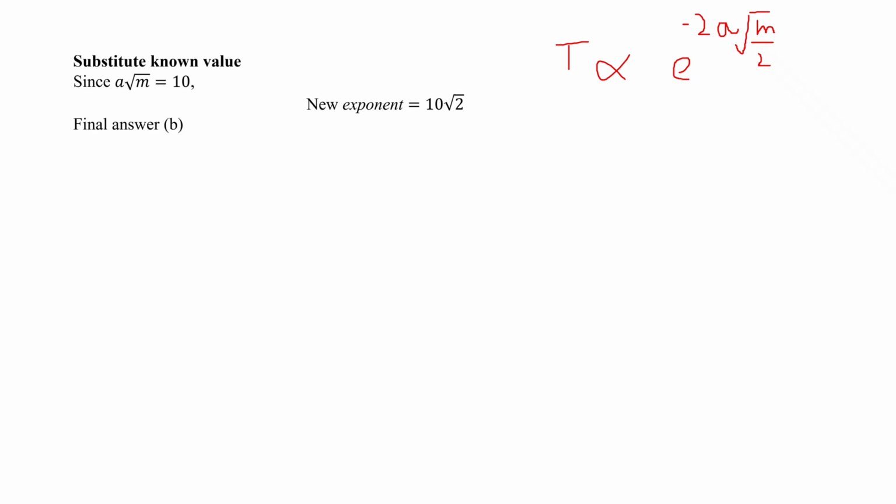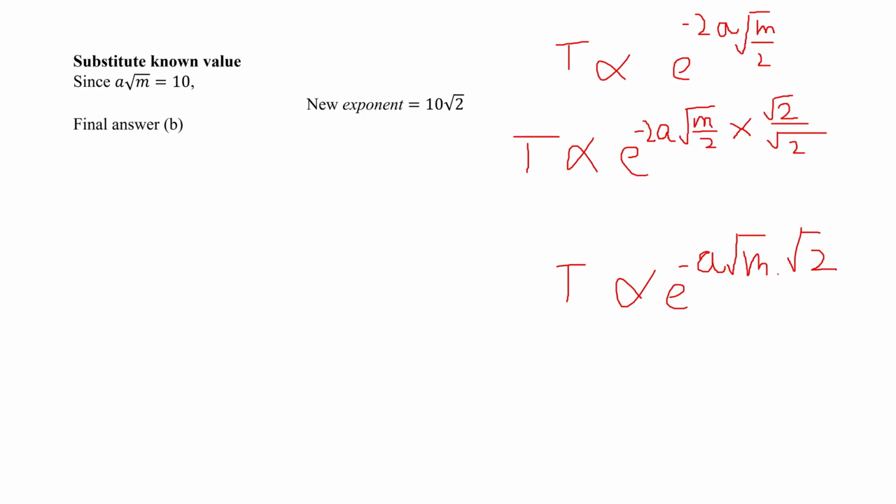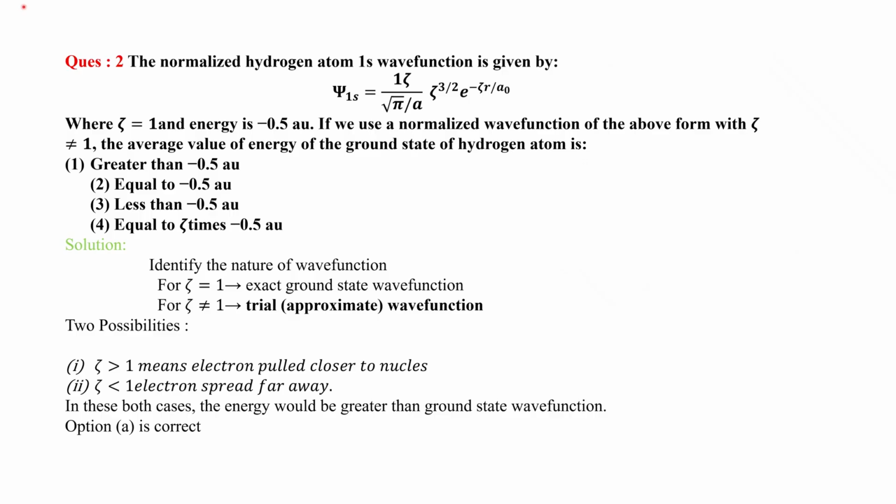So in the next step, we're going to rationalize this. So students, after rationalizing, we get this equation. And after rationalizing and solving this, we get this. And the value of a under root m is 10. And we will get this equation and we will get the answer, which is option B. That is, T is directly proportional to e raised to the power minus 10 under root 2. So further, let's go to the next question.